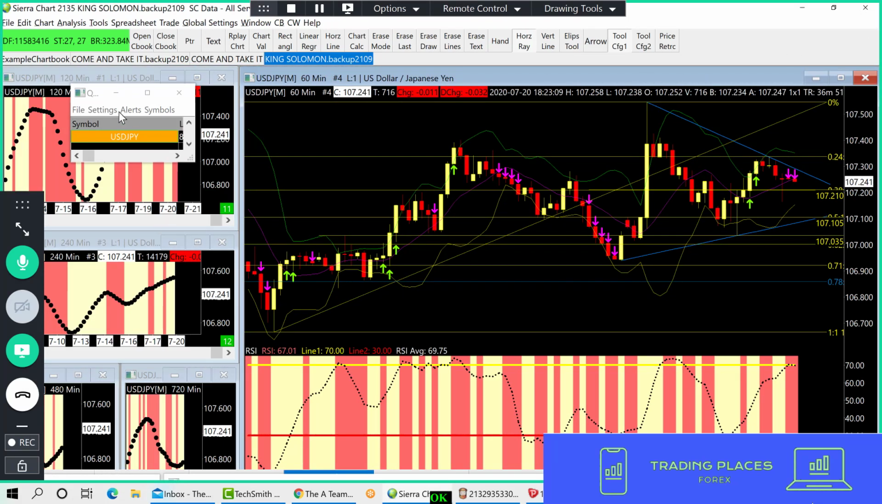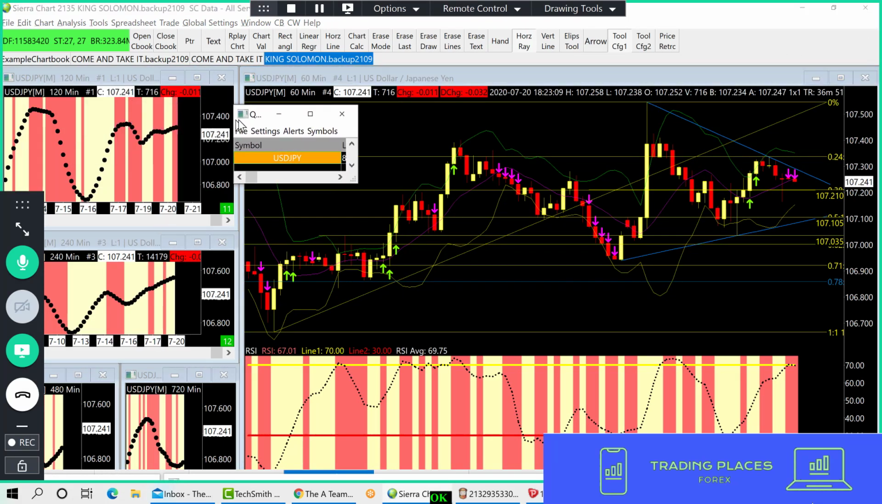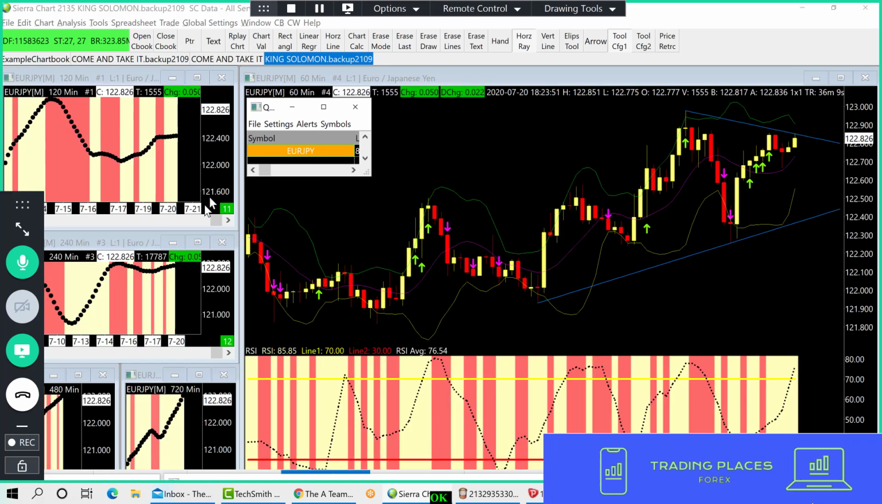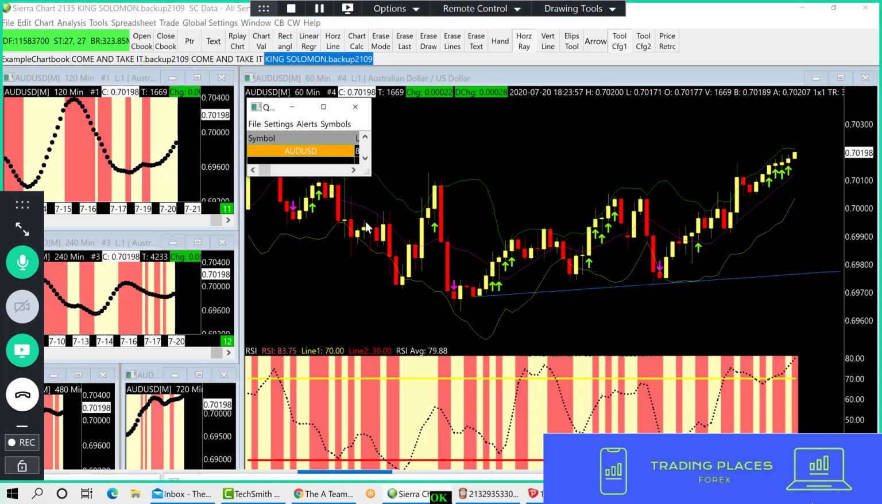So if you're going to be trading, now you're in US dollar, dollar yen. Now you go to the next one, euro yen. You see how they're sideways, sideways, up, up. This one's up. Not a trade. Aussie dollar, up. Look at this one. Here you go. This one's going up. This one's going up. This one's going up. And this one just started. This could be a potential trade. Let's look at this.